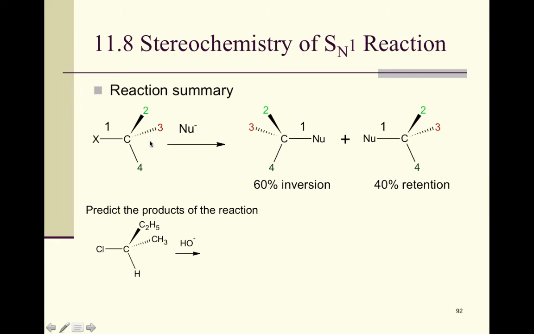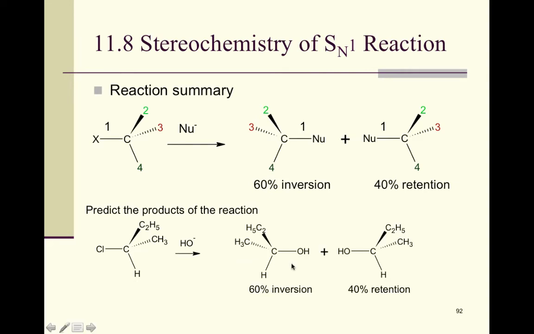Here's a reaction summary. Our nucleophile comes in, 60% inversion, 40% retention. Predict the products of the reaction. Go ahead and pause the video and come back and check your work. 60% inversion, 40% retention. How'd you do?